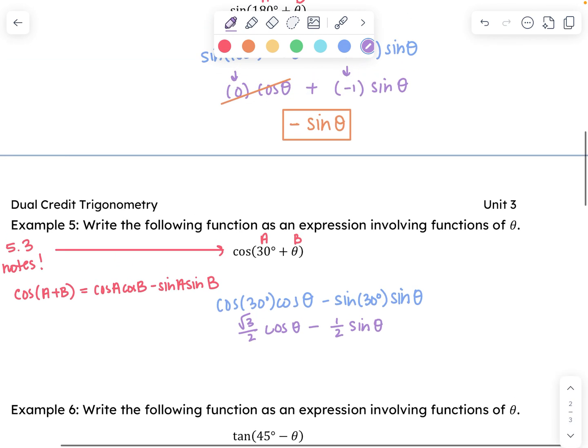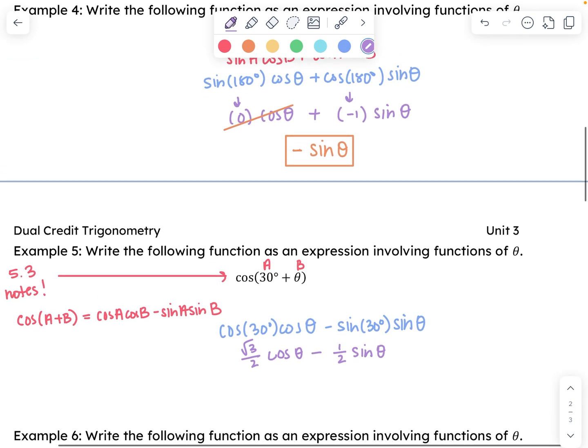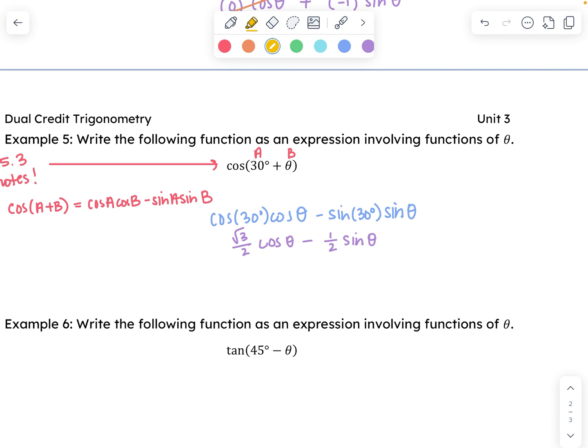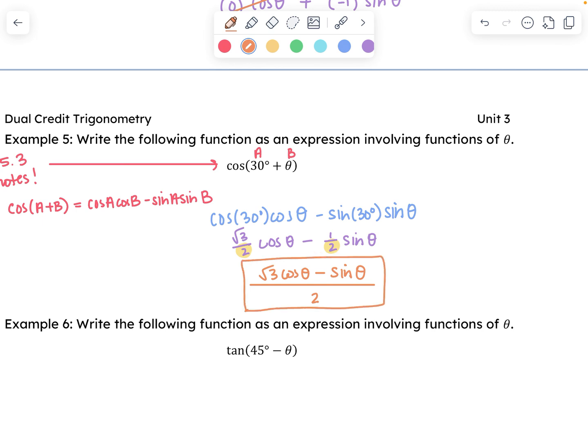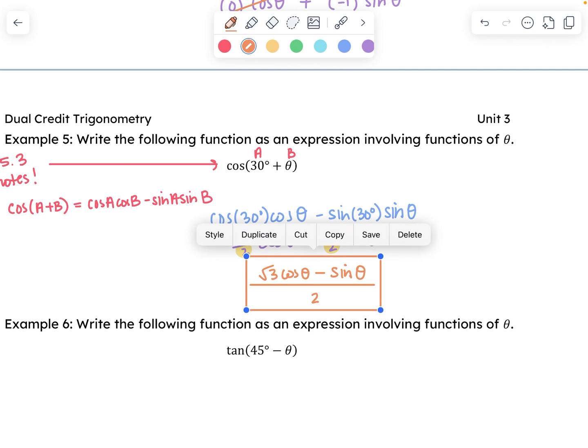So unfortunately, we don't have anything that's going to cancel out like example 4 did. However, both of these do have a denominator of 2. So I could clean this up a little bit and make it one big fraction all over 2. I could have the square root of 3 cosine theta minus 1 sine theta or just sine theta and make it one big fraction that looks kind of a little bit nicer, but nothing cancels out here. And that's it.